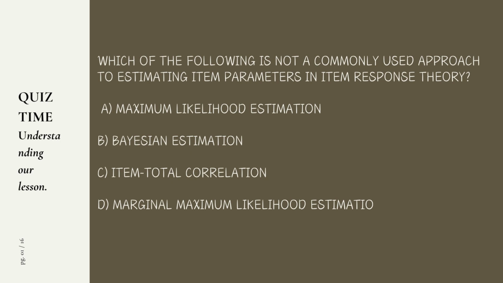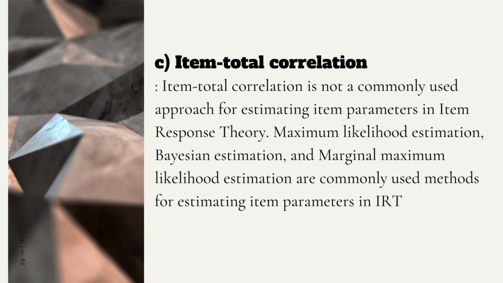Which of the following is not a commonly used approach to estimating item parameters in item response theory? A. Maximum likelihood estimation. B. Bayesian estimation. C. Item total correlation. D. Marginal maximum likelihood estimation. C. Item total correlation. Item total correlation is not a commonly used approach for estimating item parameters in item response theory. Maximum likelihood estimation, Bayesian estimation, and marginal maximum likelihood estimation are commonly used methods for estimating item parameters in IRT.